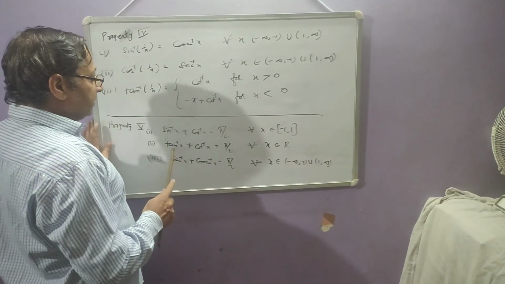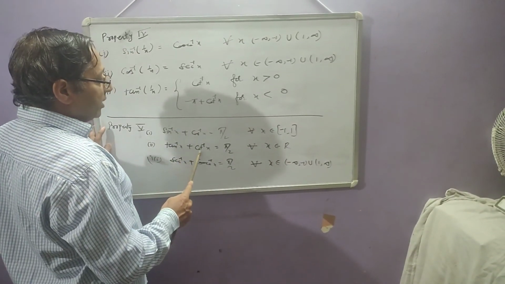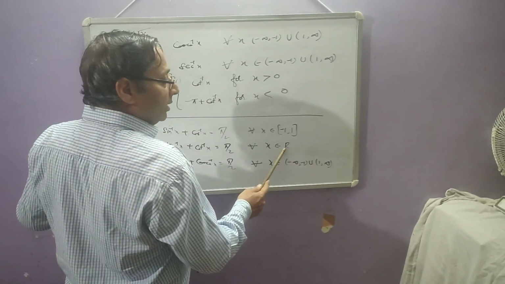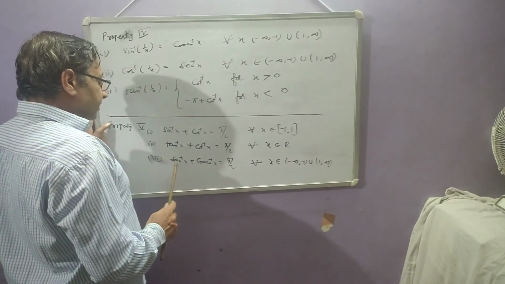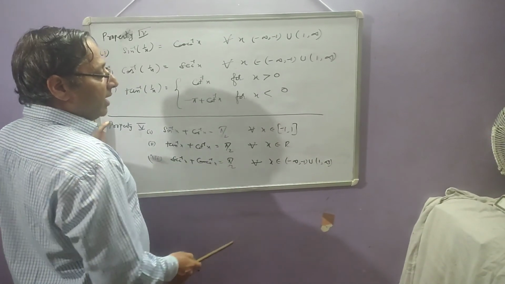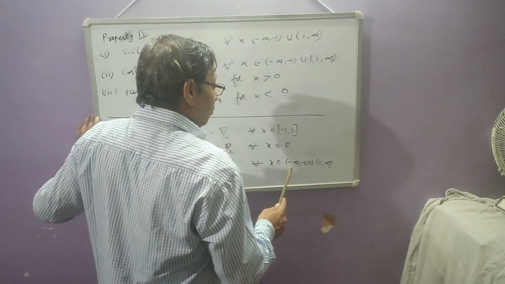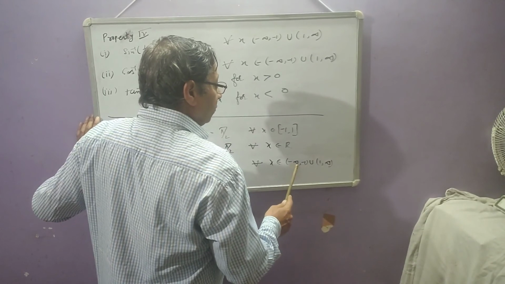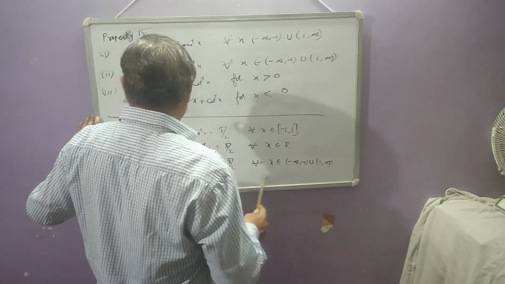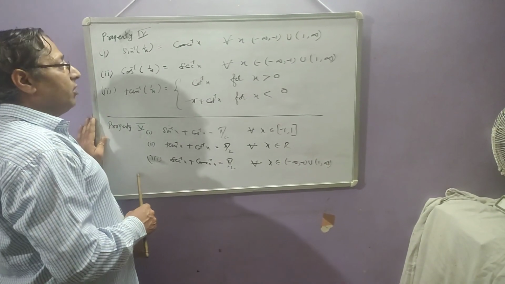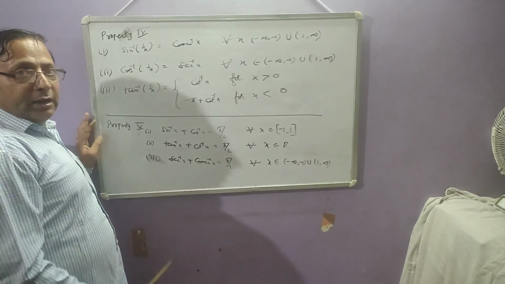The second one is tangent inverse x plus cotangent inverse x is equal to pi by 2 for all x belonging to the real numbers, and secant inverse x plus cosecant inverse x is equal to pi by 2 for all x belonging to the open interval minus infinity to minus 1 union 1 to infinity. Now these are the 5 properties we have discussed for the inverse trigonometric functions.